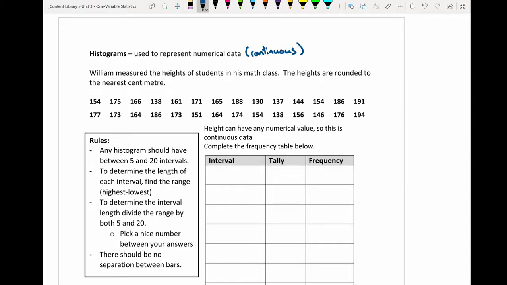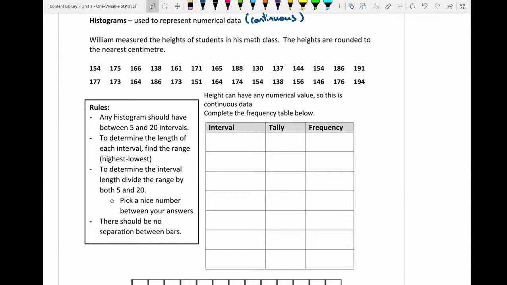Some of the rules that we have to follow when looking at histograms: because the data can have any numerical value, we have to create intervals. Basically, we're going to create a range of values that our data can fall into. There are some rules that come into play, and hopefully as we go through the example, you see what I mean by intervals. So first, any histogram should have between 5 and 20 intervals. In other words, we're going to have between 5 and 20 bars on our graph.